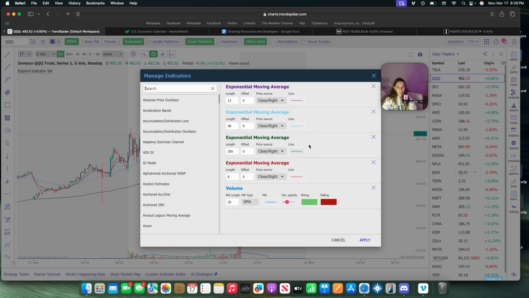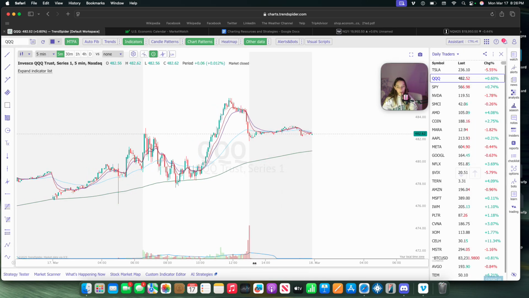So as we see here, we have our EMAs, the 13, the 48, the 200, the 8, and the 20. Why are they all mixed up? I don't know. But anyways, on TradingView, it's going to be a little different how you set it up, but you'll be able to see it. But anyways, right now I'm on the 5-minute time frame.